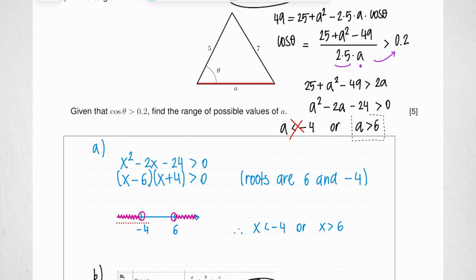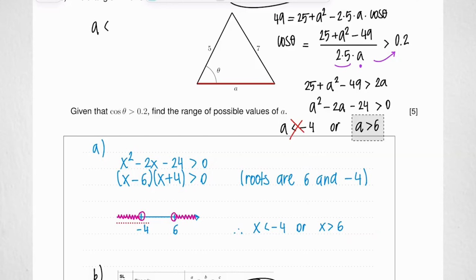Now, if you're thinking, all right, I just got to the solution, there's just one thing that you need to remember, which is that side A cannot be as big as it wants. It needs to be smaller than the sum of the other two. That's a property of triangles. Any side has to be smaller than the sum of the other two, which means that A should be smaller than 5 plus 7, which means that A should be smaller than 12.